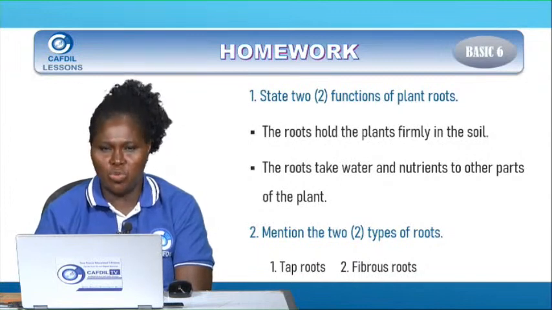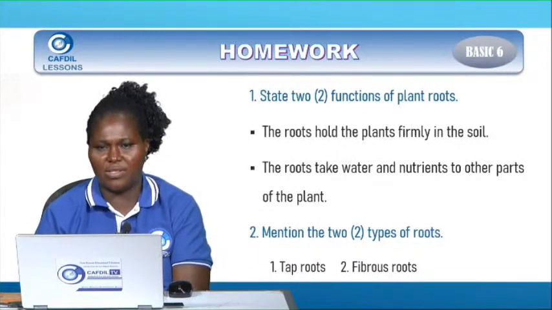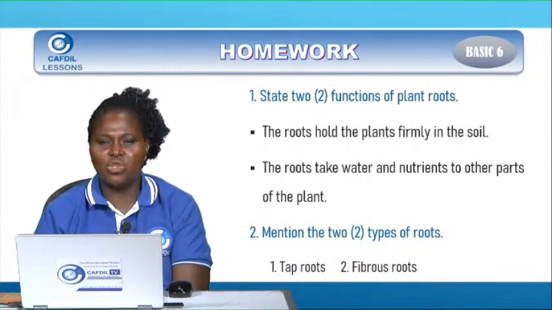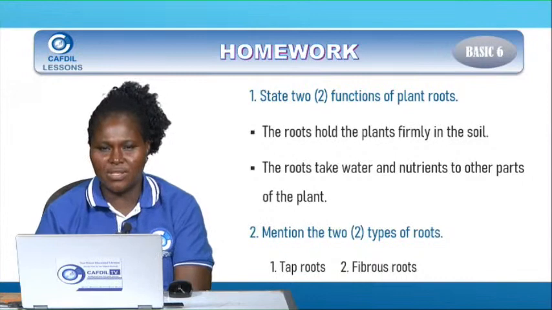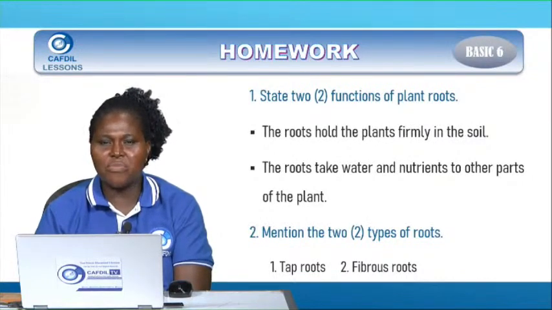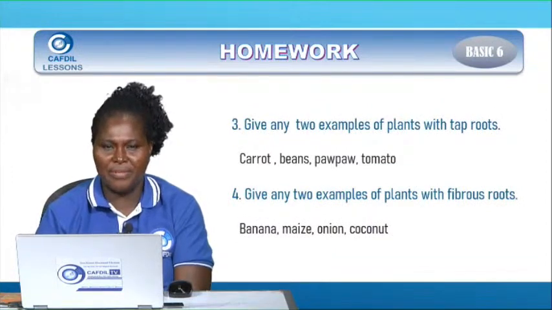Homework number 2. Mention the 2 types of roots. 1. Tap roots and 2. Fibrous roots.